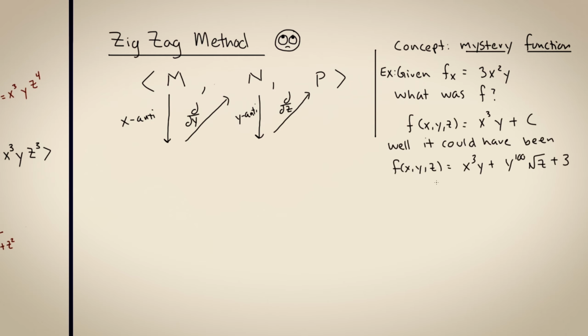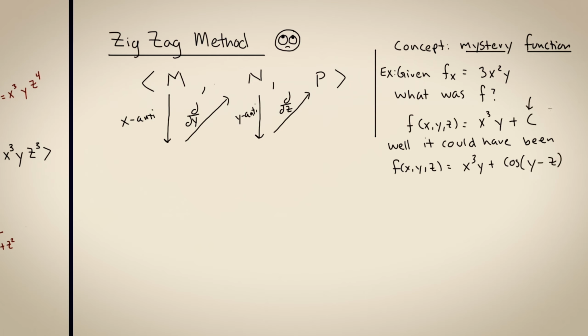In fact, if f was x cubed y plus y to the power of 100 times the square root of z plus 3, when you take an x partial derivative, all of this is just gone. Or it could have been x cubed y plus maybe the cosine of the natural log of z minus 13. If you took the x partial derivative, then this whole cosine doesn't have any x's in it, so this whole thing would be gone as well.